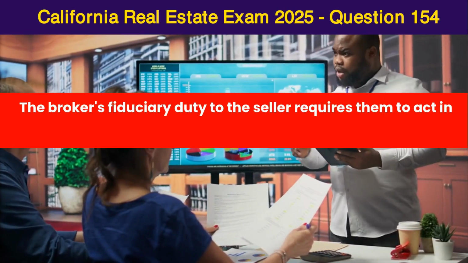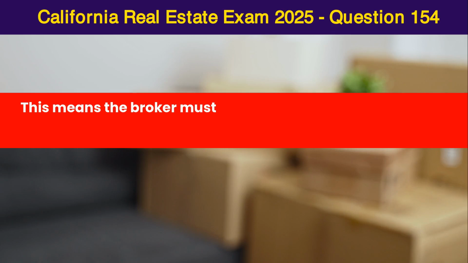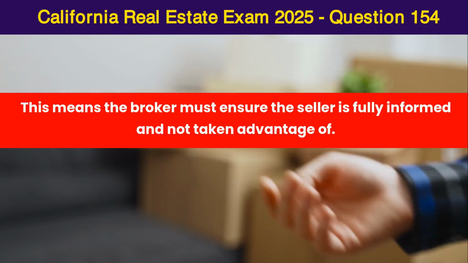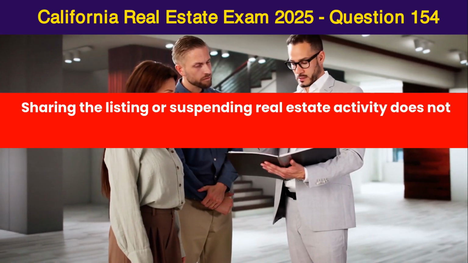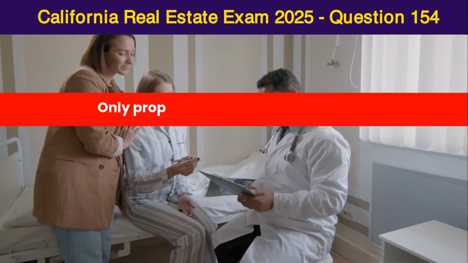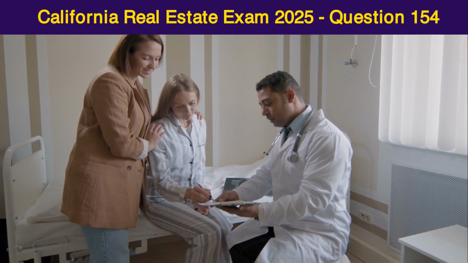The broker's fiduciary duty to the seller requires them to act in the seller's best interests. This means the broker must ensure the seller is fully informed and not taken advantage of. Sharing the listing or suspending real estate activity does not remove the conflict of interest. Only proper disclosure and consent will.